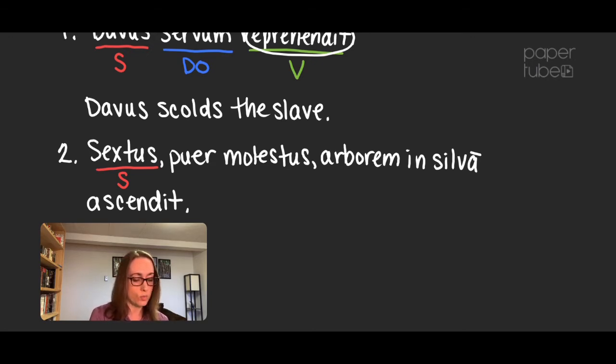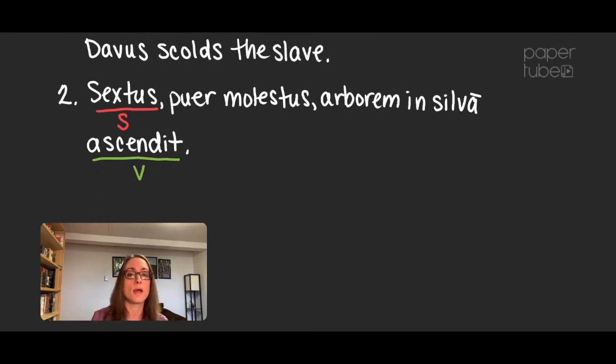So Sextus, puer molestus, arborum in sua ascendit. What's my action? Where's my verb? What is Sextus doing? So, is it puer molestus? No, we already said that that's a complement renaming Sextus. Is it arborum? Well, no, Sextus can't tree. Can he silva? No, Sextus can't forest either. So what about ascendit? Sextus climbs. Yes, and it ends in -t, a third person singular verb ending. Ascendit is our verb. So I label that with a V.